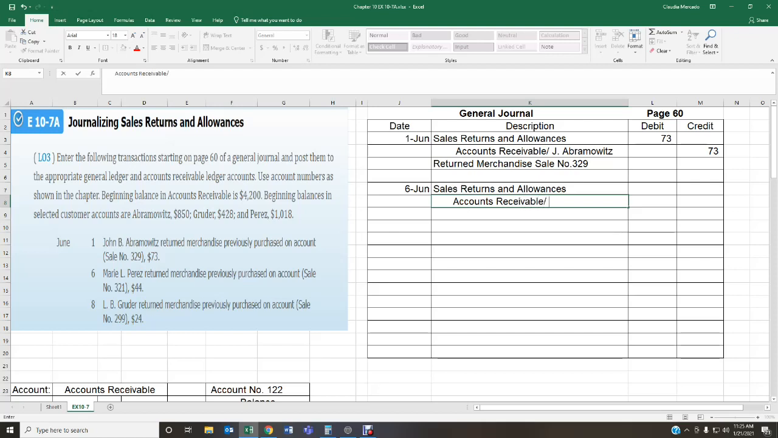Okay, but just make sure that you do put the correct name of the person here. So here is M. Perez. Okay, and the return for Perez is $44. Okay, we debit sales returns and allowances. We credit the accounts receivable.